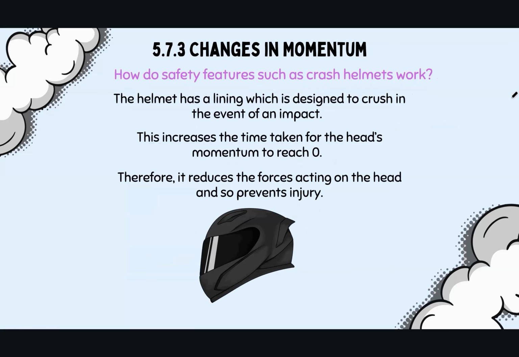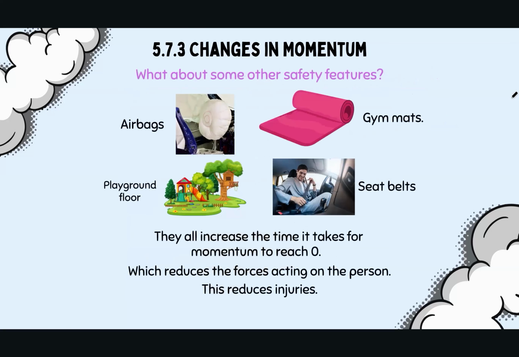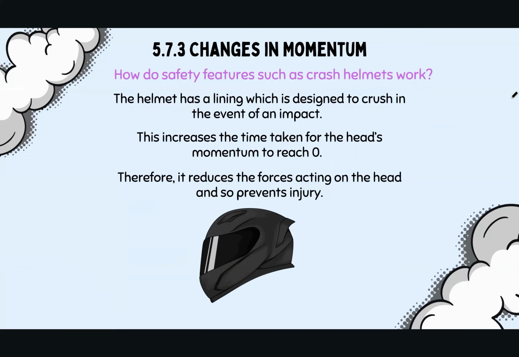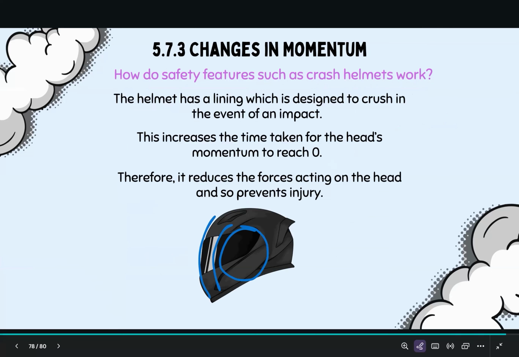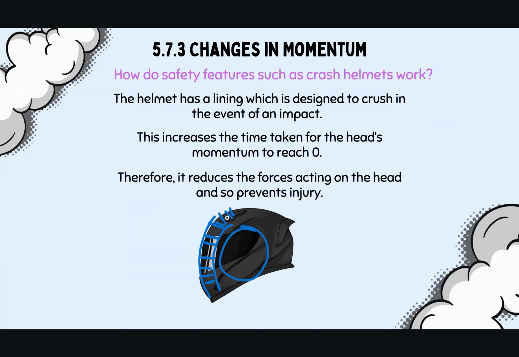Okay, how do safety features such as a crash helmet actually work? The helmet has a lining which is designed to crush in the event of an impact. So the head is actually here, but within there, before a collision occurs with the head, you have a section here that is designed to crush before it hits the head. Now, because it's designed to crush, this increases the time taken for the head's momentum to reach zero.